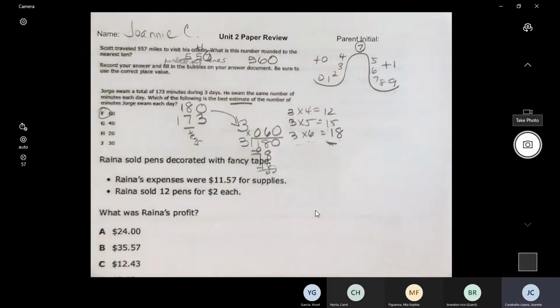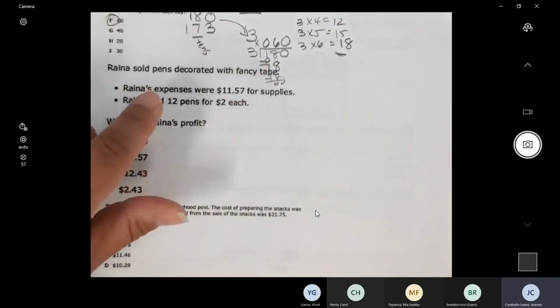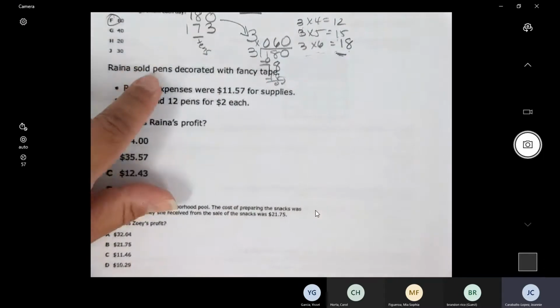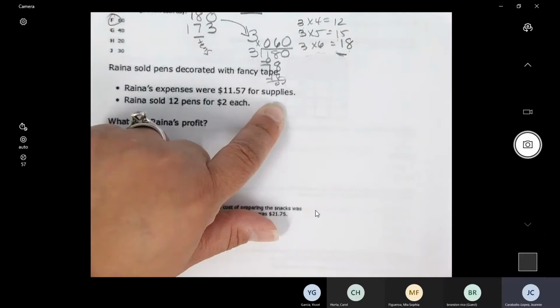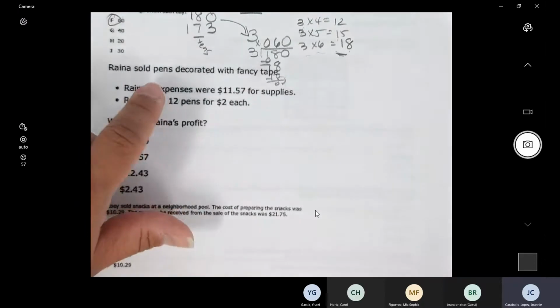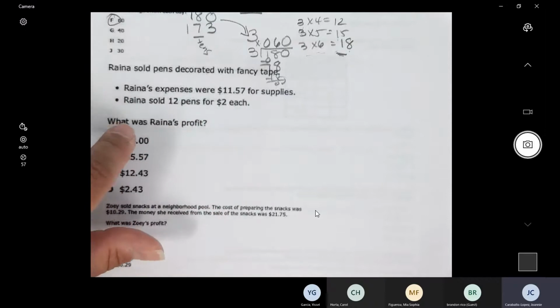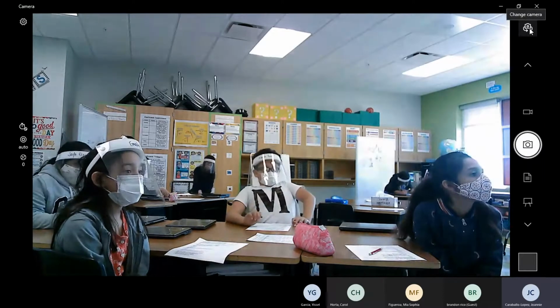My next problem says, Reina sold pens decorated with fancy tape, okay? Reina's expenses were $11.57 for supplies. Reina sold 12 pens for $2 each. What was Reina's profit? So I'm going to change my camera real quickly so I can show you something that I have posted so that it can help you, okay?